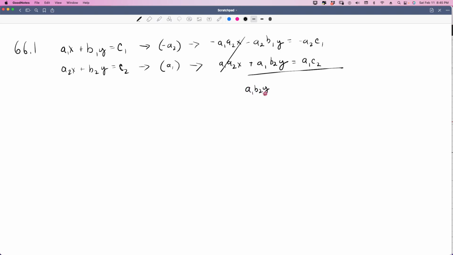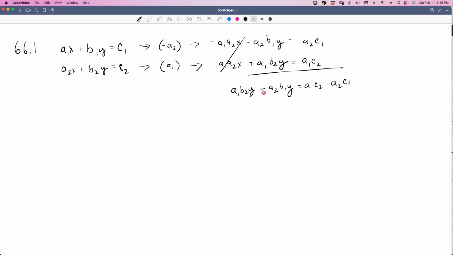b2 y minus, I went ahead and just did this one second because then what that does is it makes it to where we don't lead out with a negative, which we know is kind of not easy to do in math, right? So then this is going to be a1 c2 minus a2 c1.